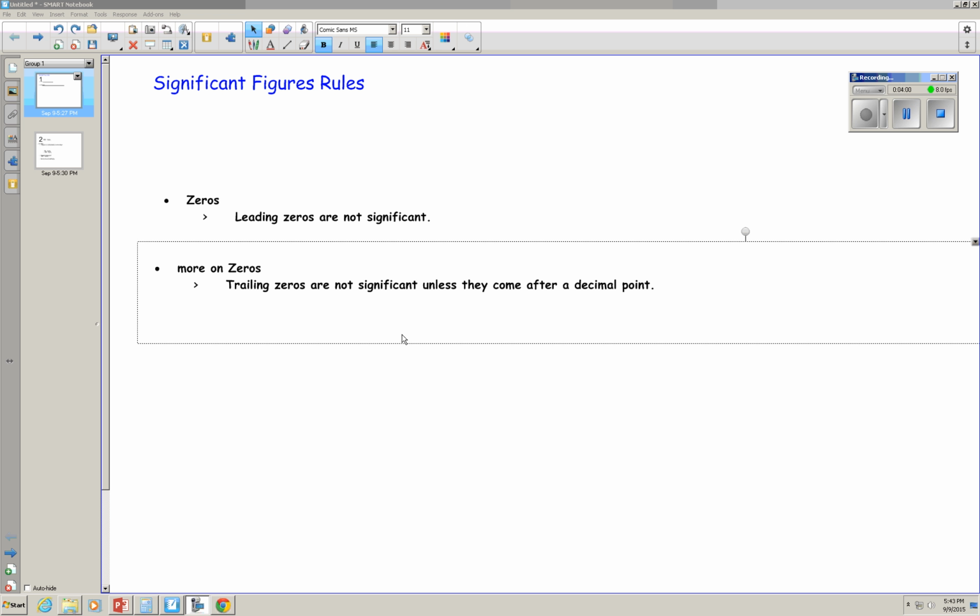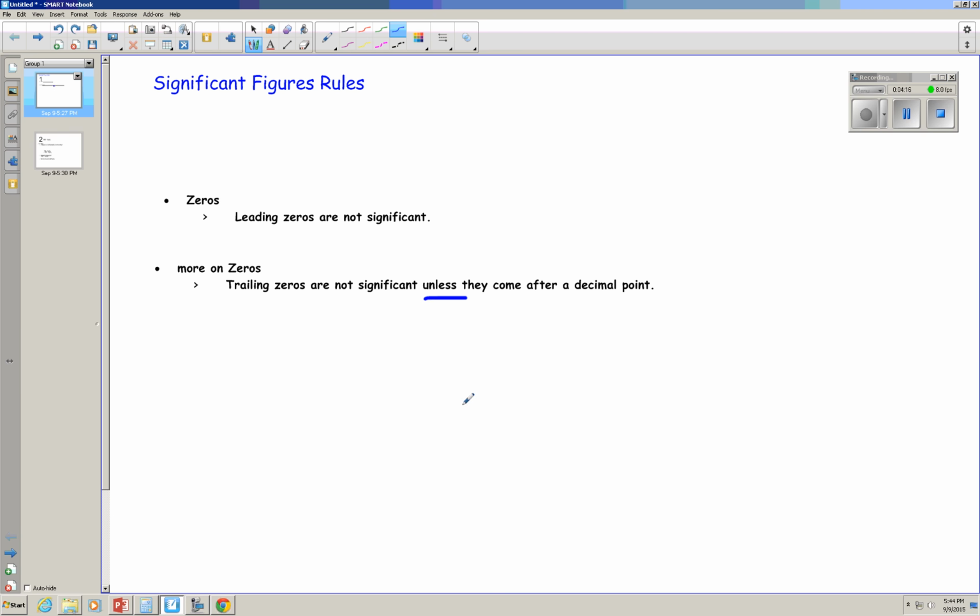There is a supplement to this rule. We talked about zeros at the beginning of a number. Now we have to talk about zeros at the end of a number. We call these trailing zeros. Trailing zeros are never significant unless they come after a decimal point. That's the key. A 0 that comes after a decimal point.